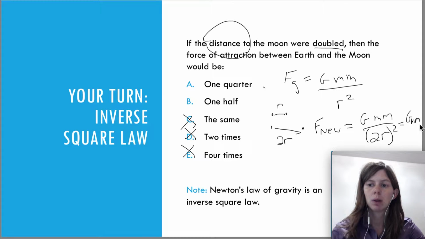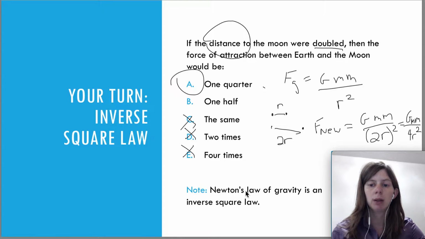You get 4r squared. So the original force with r was G m m over r squared, and with 2r, it's 1 over 4 times G m m over r squared. So the force is 1/4. This pops up a lot. If something is squared and you're doubling it, then the result is going to be changed by a factor of 4.